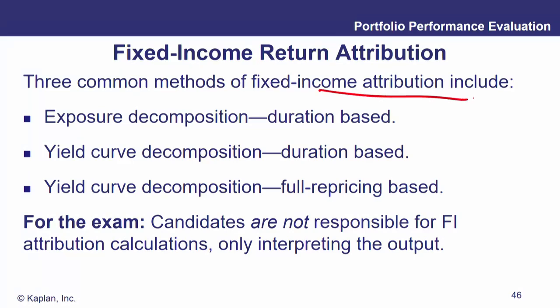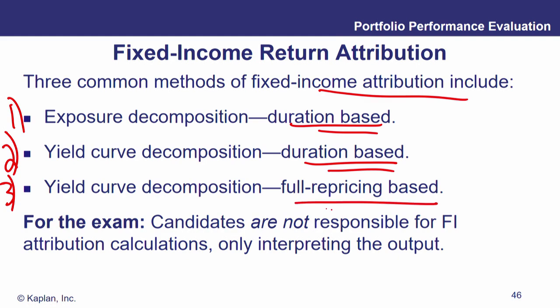Okay, so there's 3 methods to fixed income attribution. So we have exposure decomposition, which is going to be based on duration. We also have a yield curve decomposition. Again, that's duration based. And then we're going to have a yield curve decomposition, but now we're going to use full repricing based. So we've got some different methods. We've got basically some different ways to do these as well.